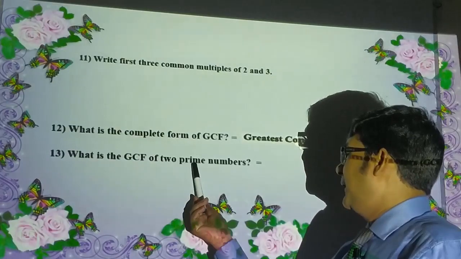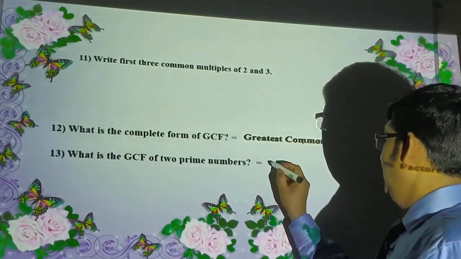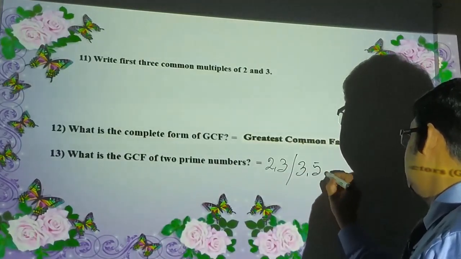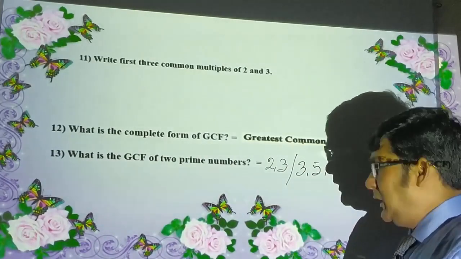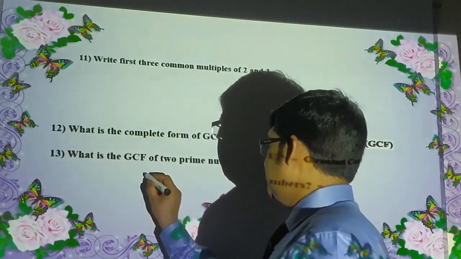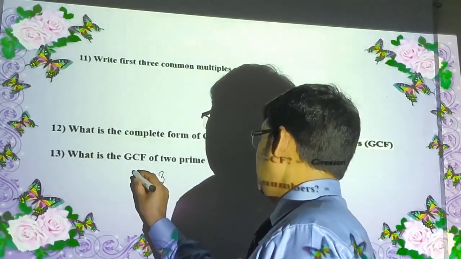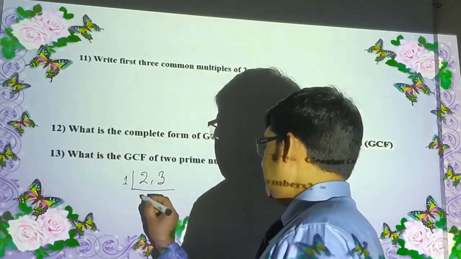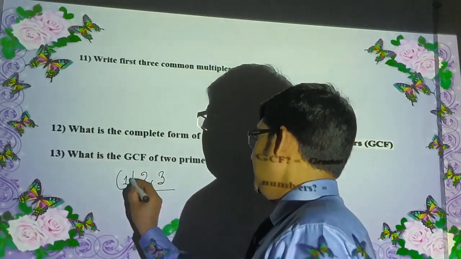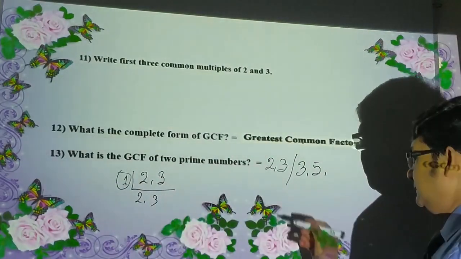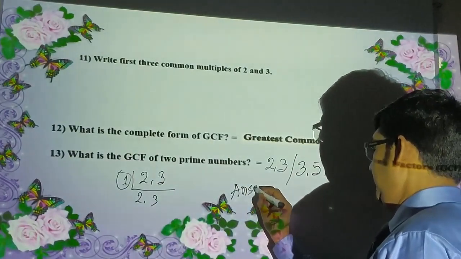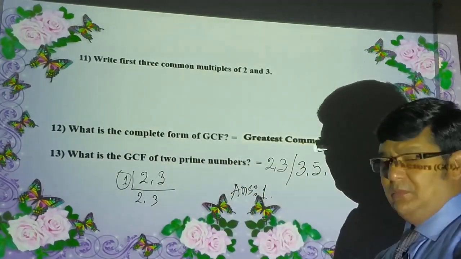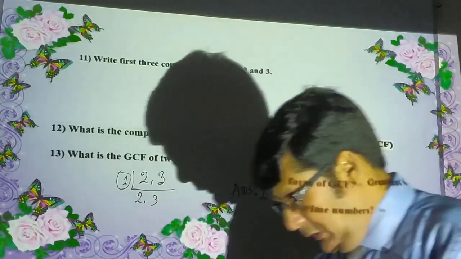What is the GCF of 2 prime numbers? Two prime numbers means 2 and 3, or 3 and 5, this type. So how to find the GCF of 2 prime numbers? You can take 2 comma 3. So 2 here and 3. So our answer is 1. You will write the answer is 1. The GCF of 2 prime numbers will always be 1.